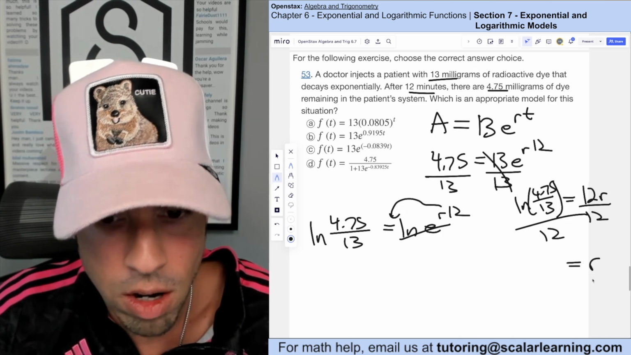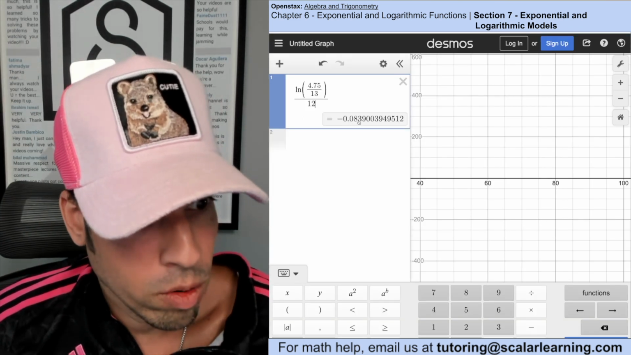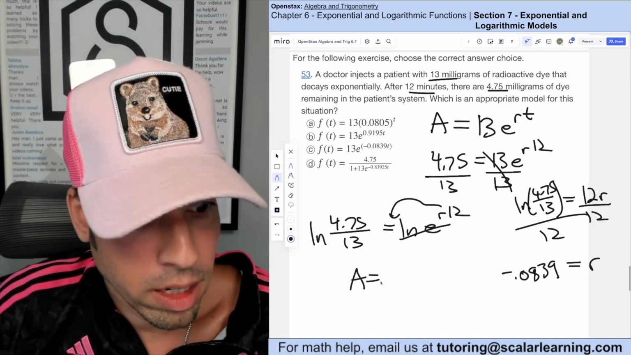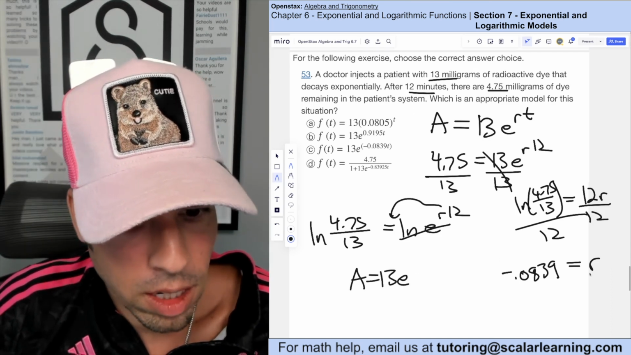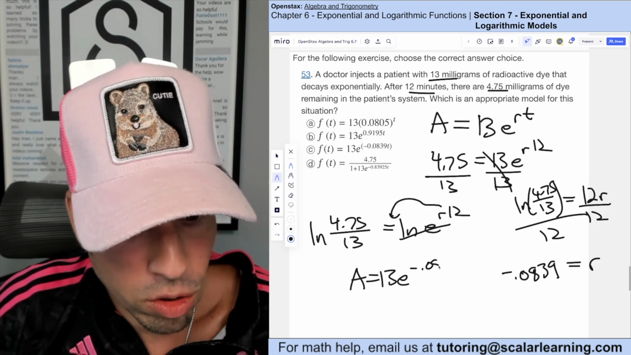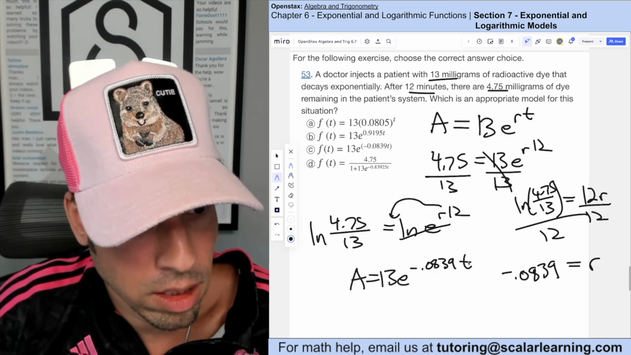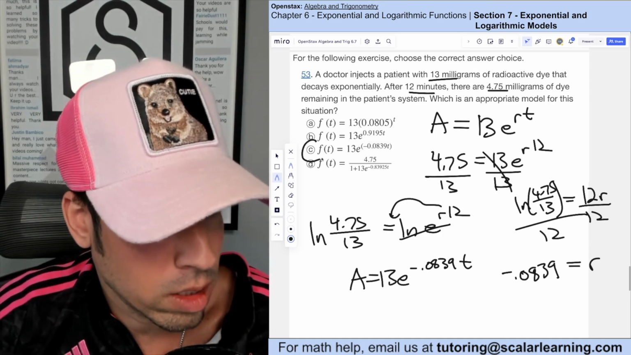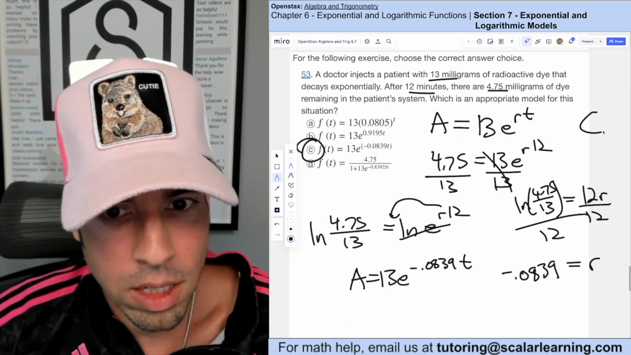So we're going to use the calculator, and we get negative 0.0839. So now as we plug it back into our original equation, we get A equals 13e to the negative 0.0839, and then to the t power. And which one does that match? It matches exactly with C. So C is the winner.